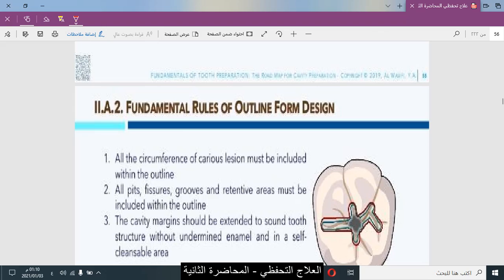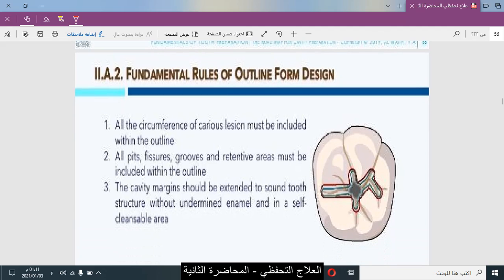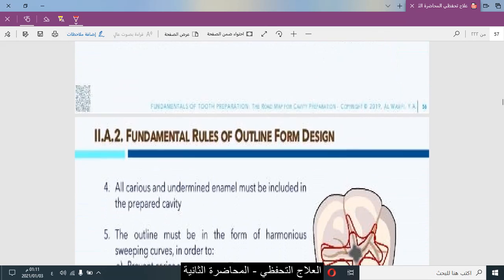Also, the whole circumference of the caries is included within the lesion. So all the caries must be included in the outline. Base and fissure, groove and retentive area must be included within the outline, and the cavity must be put into the self-cleansing area, so it can be cleaned easily by the patient.